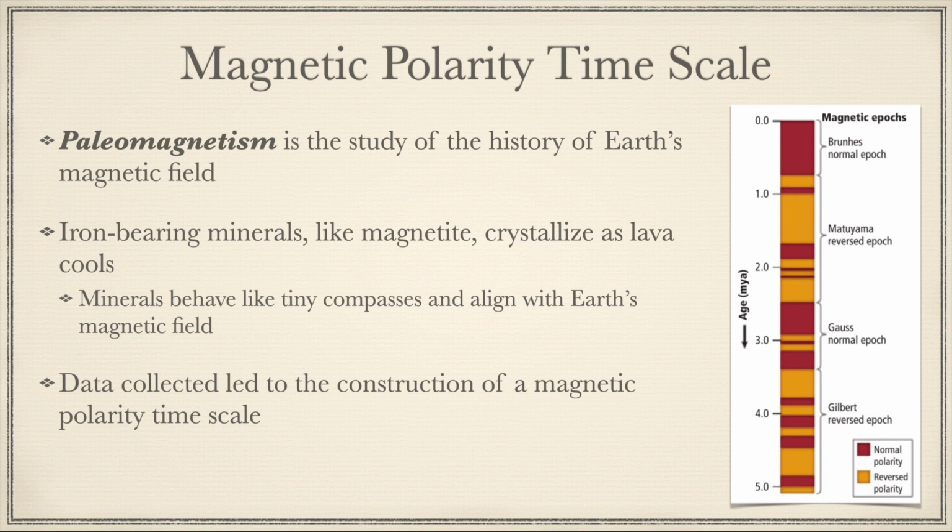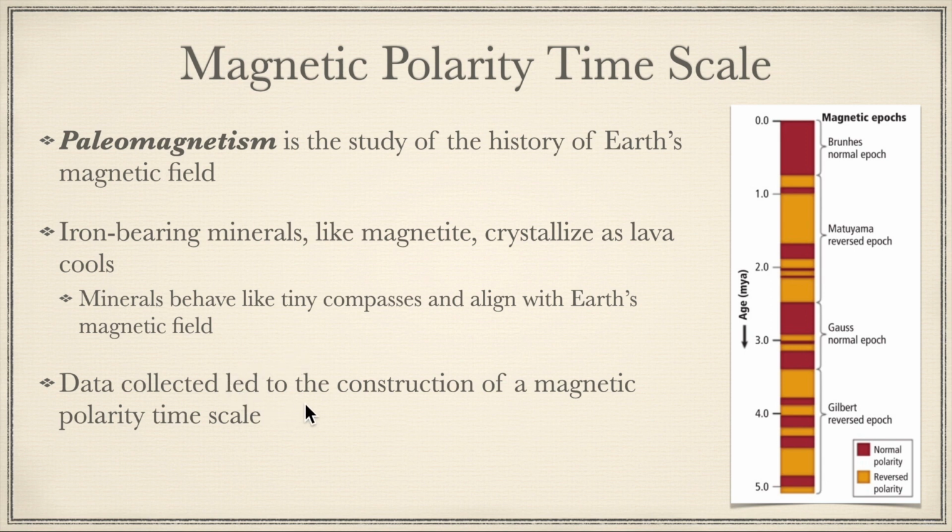Now, the magnetic polarity time scale. So paleomagnetism is the study of the history of Earth's magnetic field. Paleo means old, magnetism referring to magnets. Now, how do we study this? Well, iron-bearing minerals like magnetite crystallize as lava cools. So the minerals behave like tiny compasses and align with Earth's magnetic field.